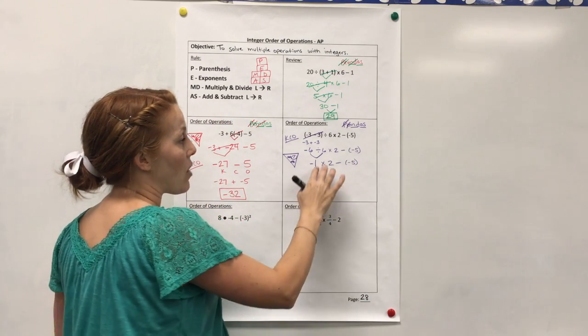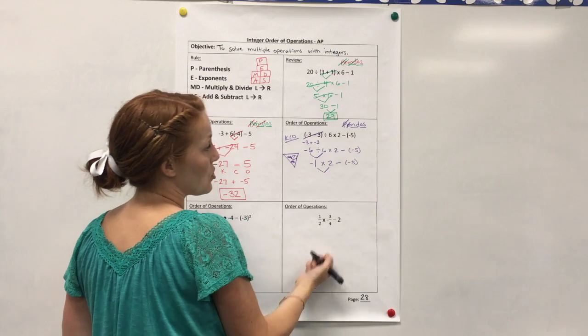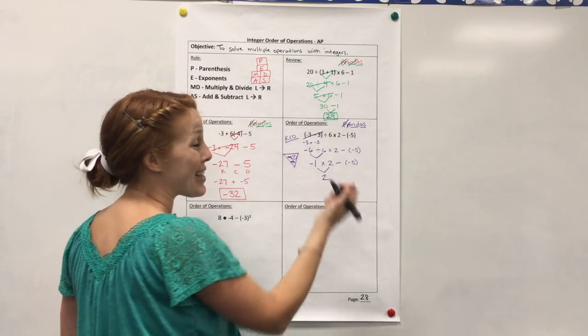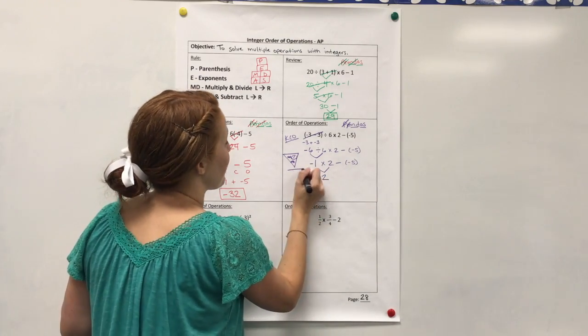Okay, now I have multiplication, so I'm going to do that next. 1 times 2 is 2. Again, I'm multiplying, so mad face.